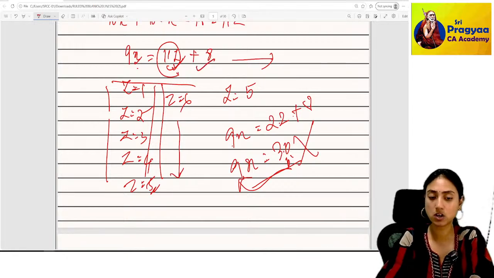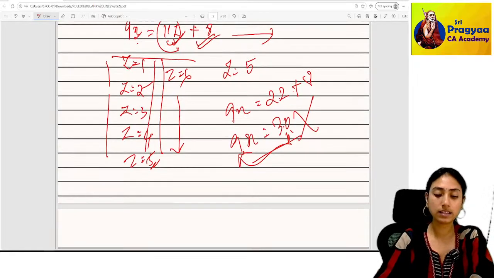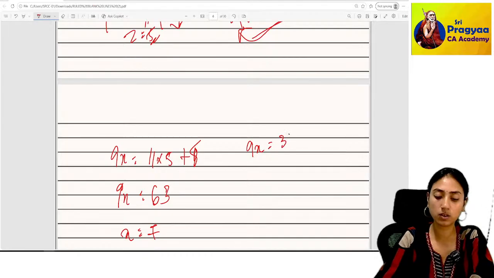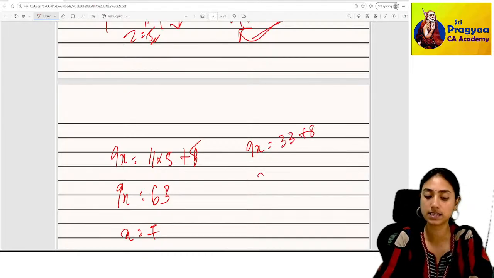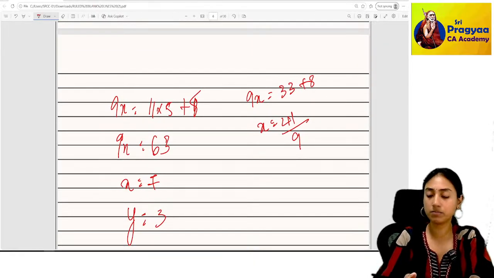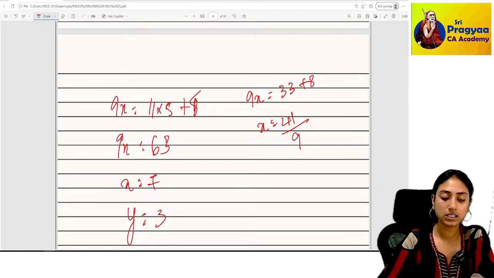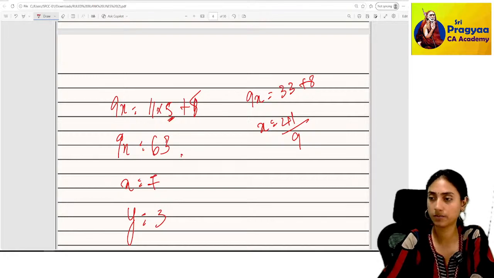Only then will the equation get solved. Now for example, substitute 3: 9x is equal to 33 plus 8. What is 33 plus 8? 41 divided by 9, will this go? No. I am going by the trial and error method. When I do that, 5 solves it. This equation is getting solved, and I'm getting x to be 7.